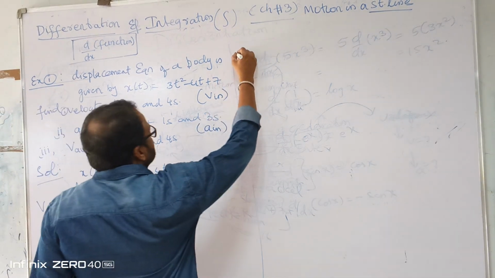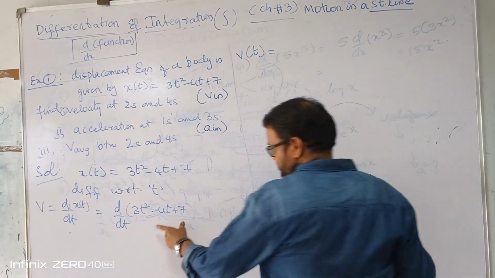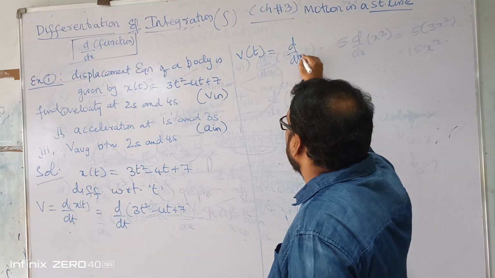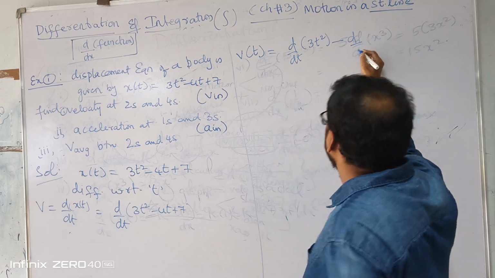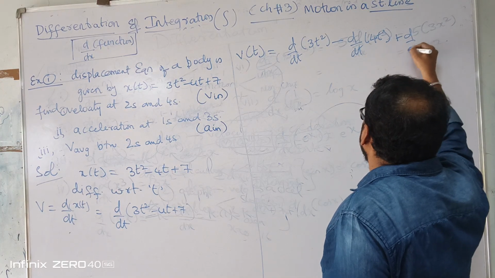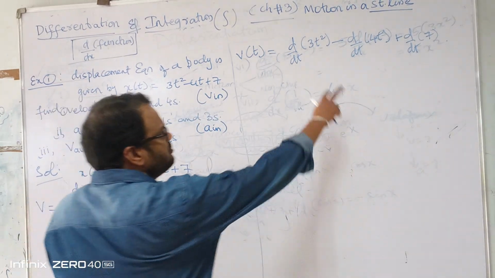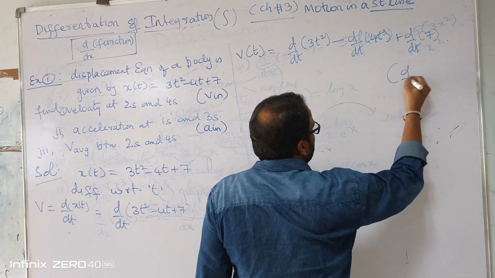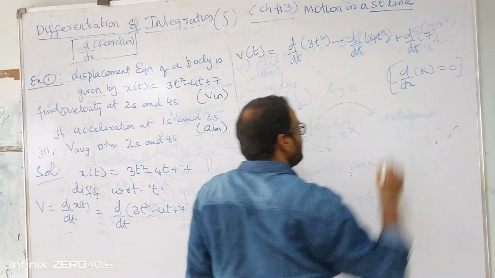Velocity as a function of time is equal to... Since you are dealing with the first problem, let me show you how to do the differentiation separately. First, d by dt of the first term, 3t squared, minus d by dt of 4t, plus d by dt of 7. I think in the previous formulas I told you these two formulas, for k into x also, but I did not tell you the formula for this one.